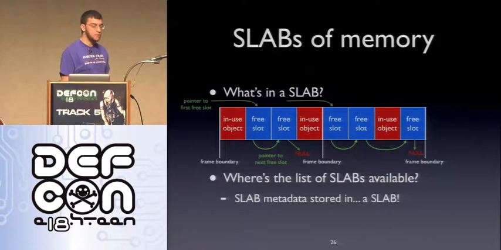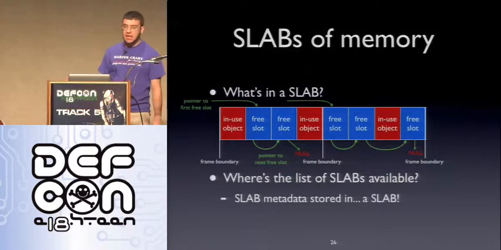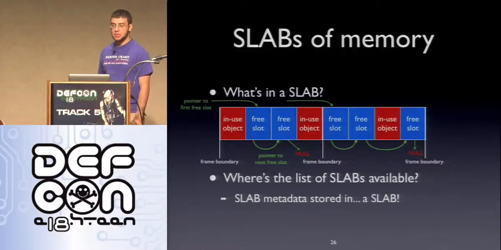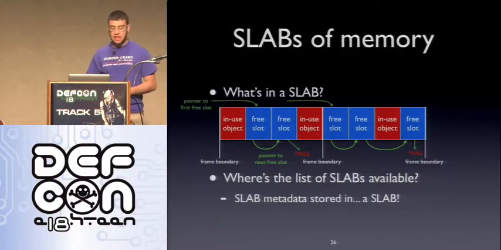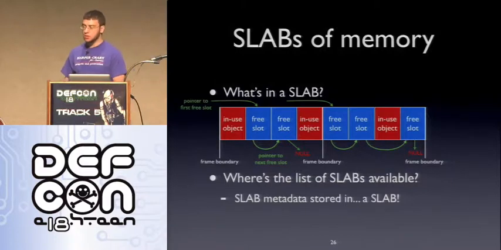And the idea is that we want to fill slabs, and we want to empty slabs also. We want either full slabs or empty slabs so that we can release a frame back to the system. So where's the list of slabs available? Slab metadata is stored in a slab. It's a whole bunch of stuff of the same type. Well, where's the metadata for that stored? It's stored elsewhere in memory, and so on.